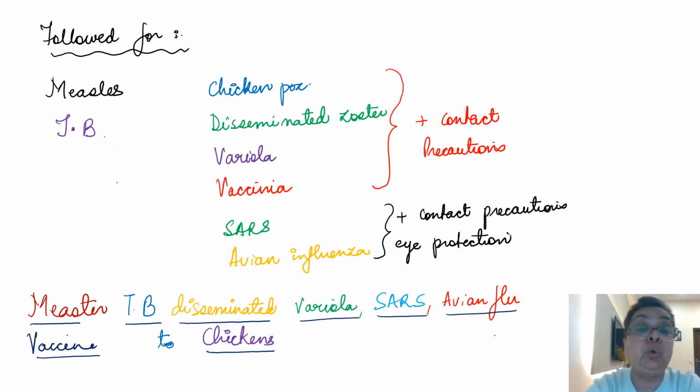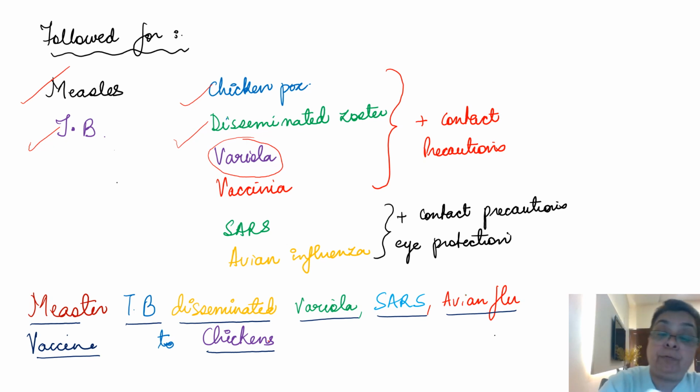For which organisms are we going to follow these airborne precautions? Measles, tuberculosis patients, then chickenpox, disseminated zoster, variola, vaccinia, SARS, and avian influenza. Okay, so variola, of course, is no longer reported, that is smallpox. So we can still afford to forget about variola. Even vaccinia is a very, very rare disease, but we must remember these 6 pathogens: measles, TB, chickenpox, disseminated herpes zoster, SARS, as well as avian influenza.